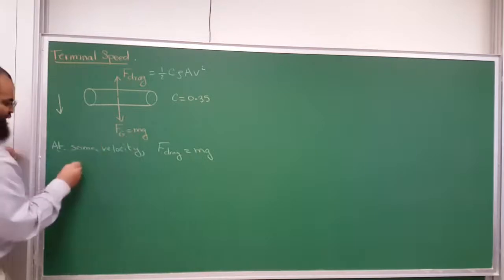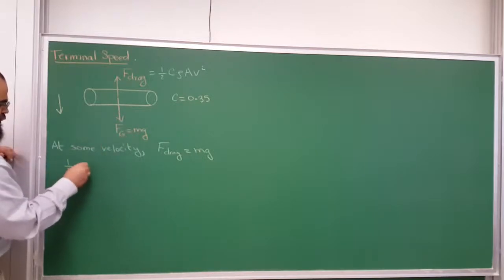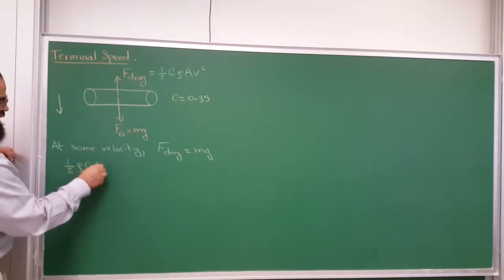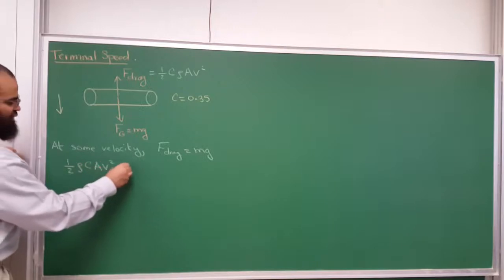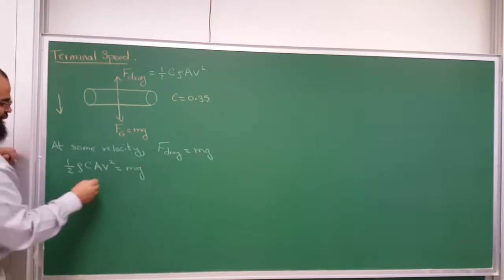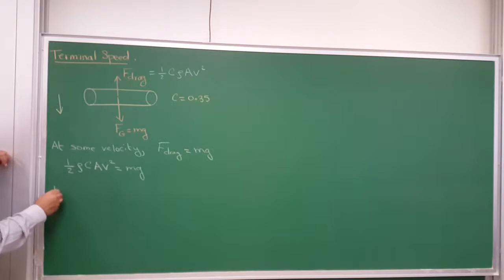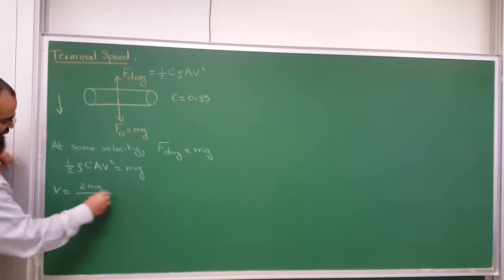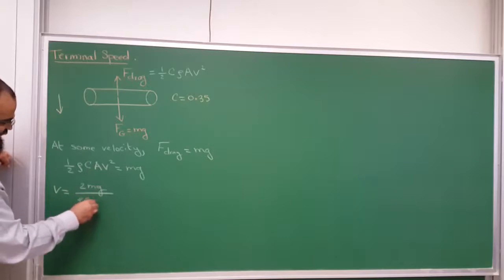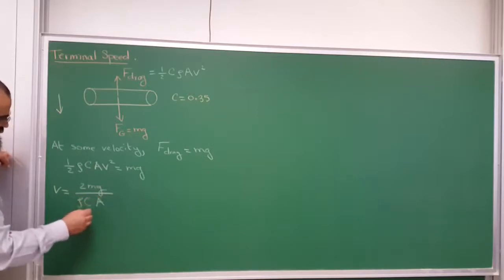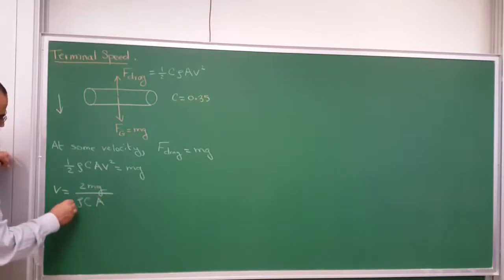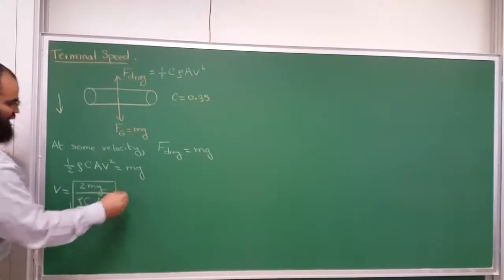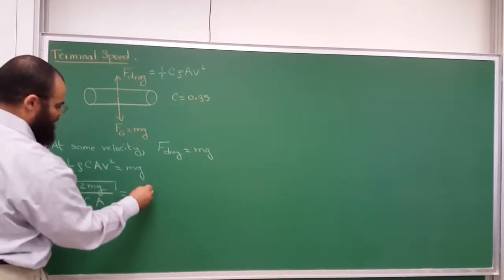Well, let's write down. The drag force is 1/2 rho C A V squared equals mg. And let's solve for v. So we get v will equal the square root of 2 mg divided by rho C A. Alright, so now we have to make some assumptions.